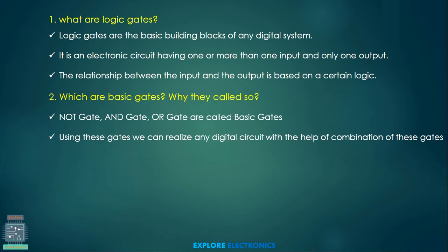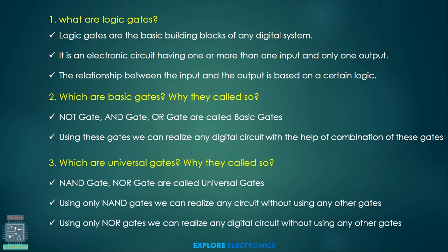This is also a common question the examiner is going to ask. Which are all the basic gates? NOT gate, AND gate and OR gate are called basic gates. Why? Because using the combination of these three gates, we can construct any digital circuit. That is why these are called basic gates. These are basic in nature, and are much required to construct any digital circuit by using the combination of those whenever it is required. And the next question is on universal gates.